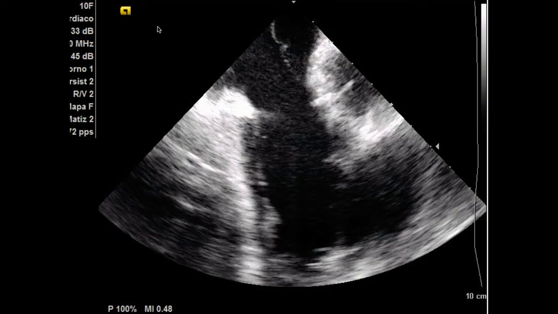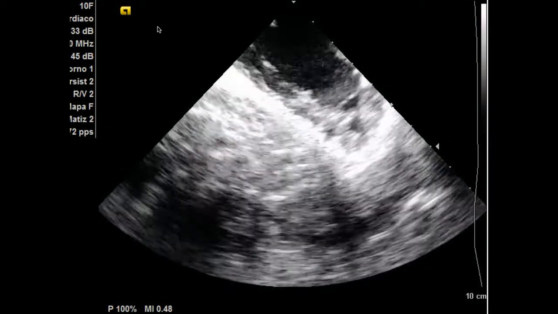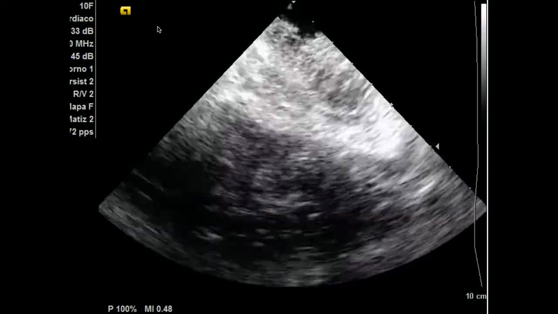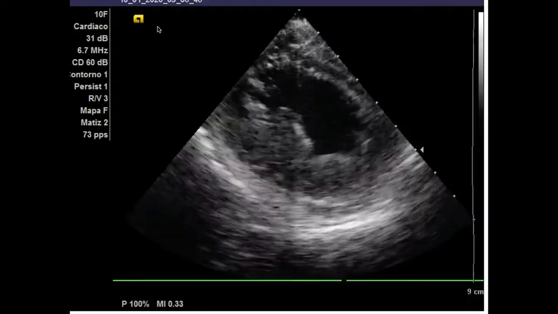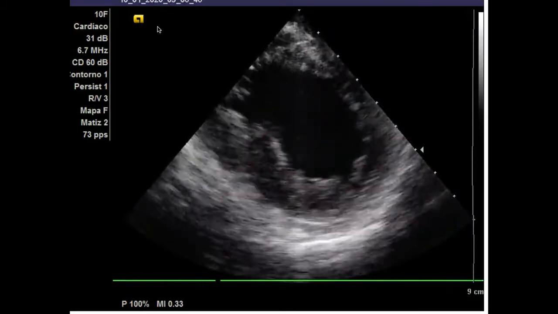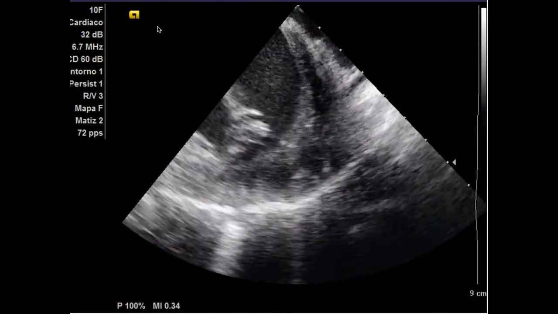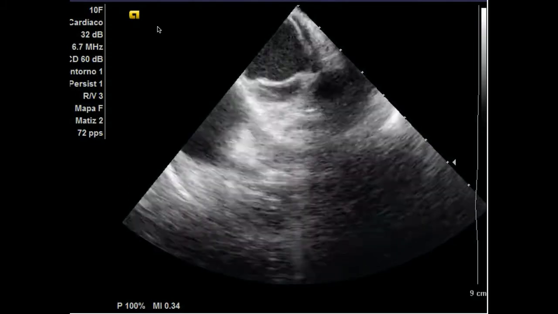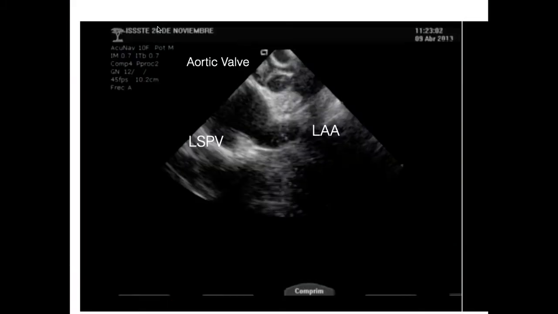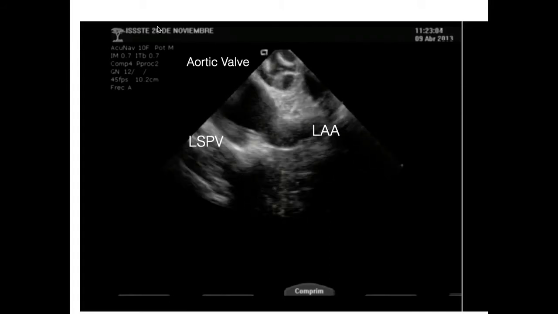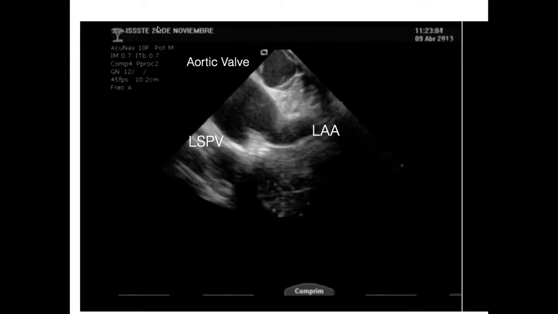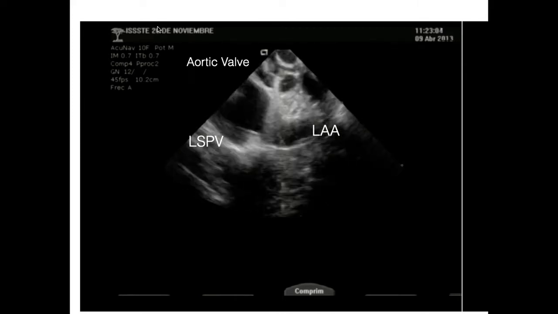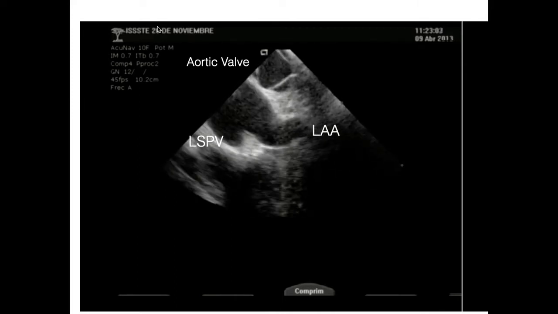Then we flex the catheter, push it, and enter into the right ventricle. Then we turn clockwise, watch the left ventricle, and then the aortic valve. Here is the aortic valve. In this projection, we can watch the aortic valve on top, the left atrial appendage in the middle, and the left superior pulmonary vein on the bottom, under the left atrial appendage.